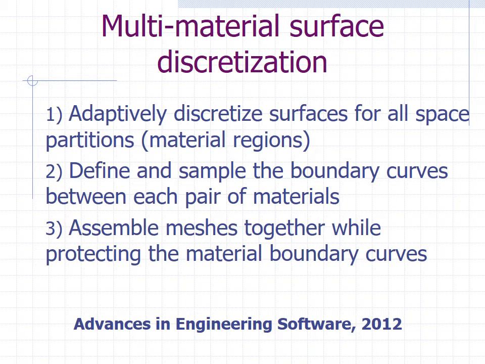Multi-material surface discretization is presented as an algorithm for meshing implicit surfaces based on the Delaunay triangulation of a point set adaptively sampled on an implicit surface. This algorithm consists of three steps. First, adaptively discretize the surface for all material regions. Second, define and sample the boundary curves between each pair of materials. Third, assemble meshes together while protecting the material boundary curves. Let's look at these steps in more detail.